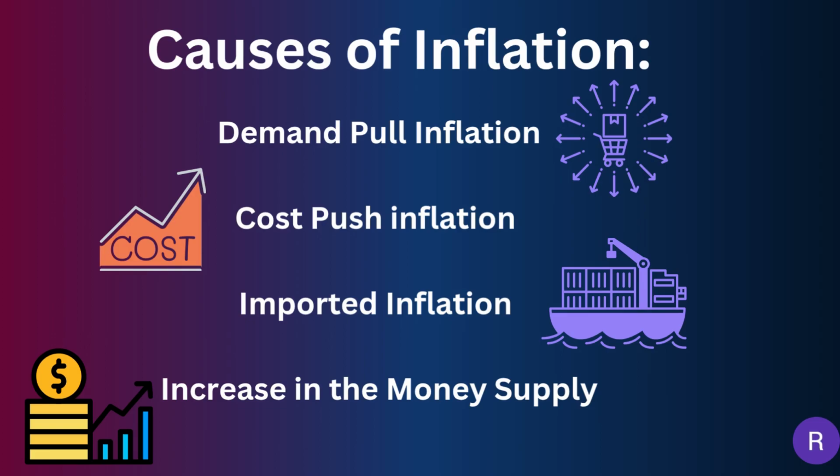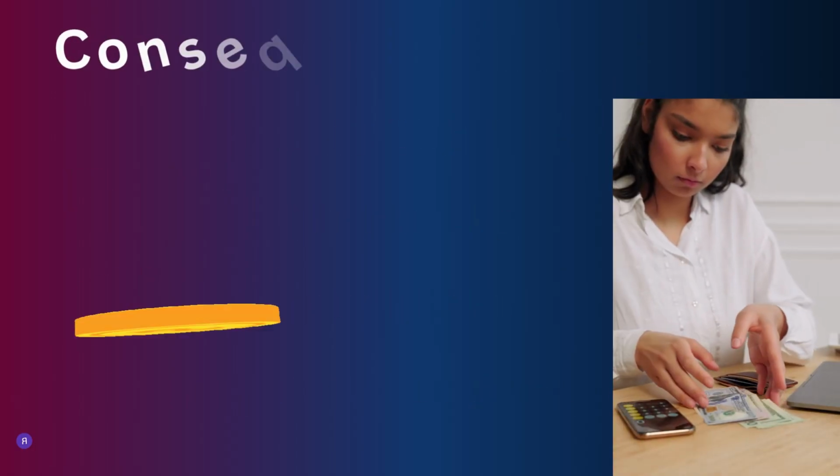Increase in the money supply. When you have too much money in the economy, that means that you have too much money chasing too few goods, and that is an additional cause of inflation. That further circles back to the point of demand, where you have too many persons requiring the item and supply is not able to increase enough to meet that high demand.